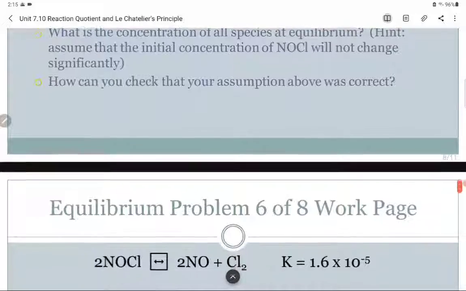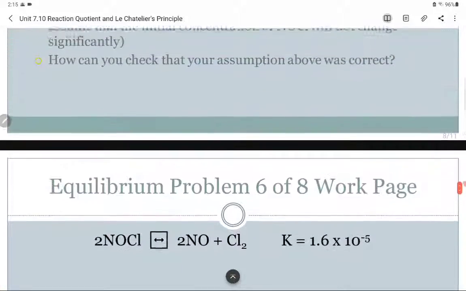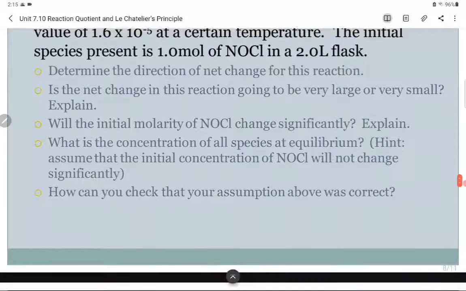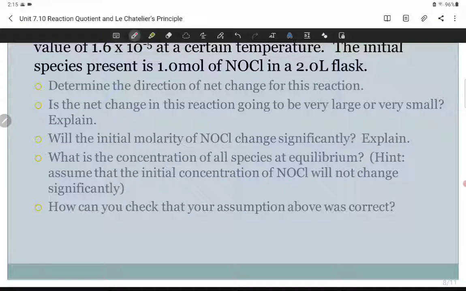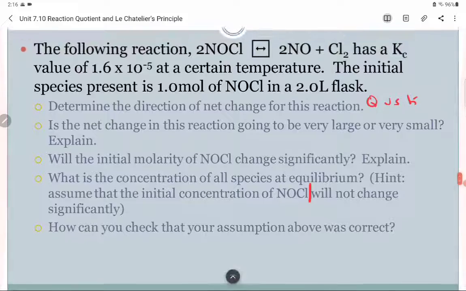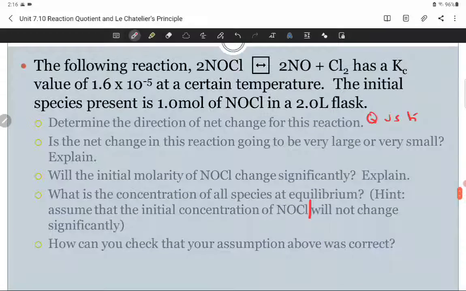I don't think I have a lot of room here, but yeah, I did give myself enough room. So determine the direction of the change in this reaction. That is going to be a Q versus K, so we'll have to solve for Q. Is the net change in the reaction going to be very large or very small? Let's move that up a little. This one here, 1.6 times 10 to the negative fifth, is a very small K value. So we can already answer this question. It's going to be a very small change.